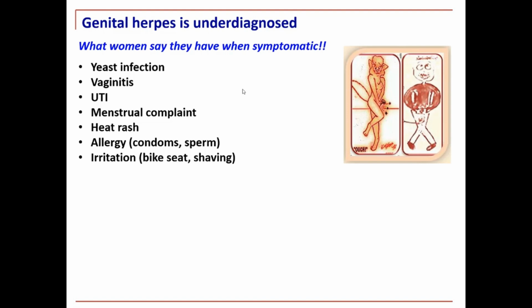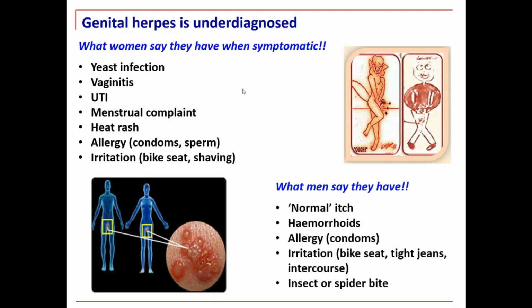Now, some of those reasons are exactly the same in men. But they also say that the irritation to bike seats or tight jeans, for example, allergy to condoms, they'll just say, oh, it's just my normal itch. Or they'll say it's an insect or spider bite, or maybe down to hemorrhoids. So there are lots of potential things that men say they have when in fact they have genital herpes.